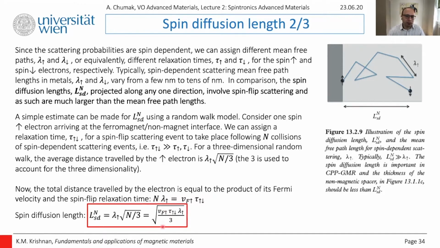And then you will get such a formula for spin diffusion length, which tells us that it is proportional to the square root of the Fermi velocity, the square root of the spin flip relaxation time, and the square root of the electron mean free path. So this is the formula for the spin diffusion length.